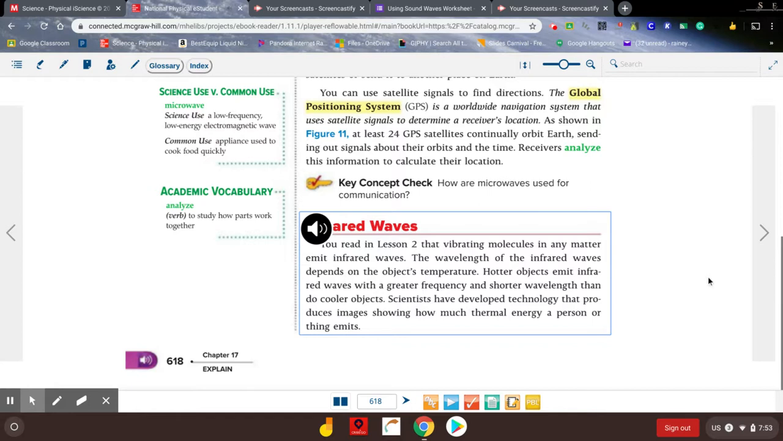Infrared waves. You read in Lesson 2 that vibrating molecules in any matter emit infrared waves. The wavelength of the infrared waves depends on the object's temperature. Hotter objects emit infrared waves with a greater frequency and shorter wavelength than do cooler objects. Scientists have developed technology that produces images showing how much thermal energy a person or thing emits.